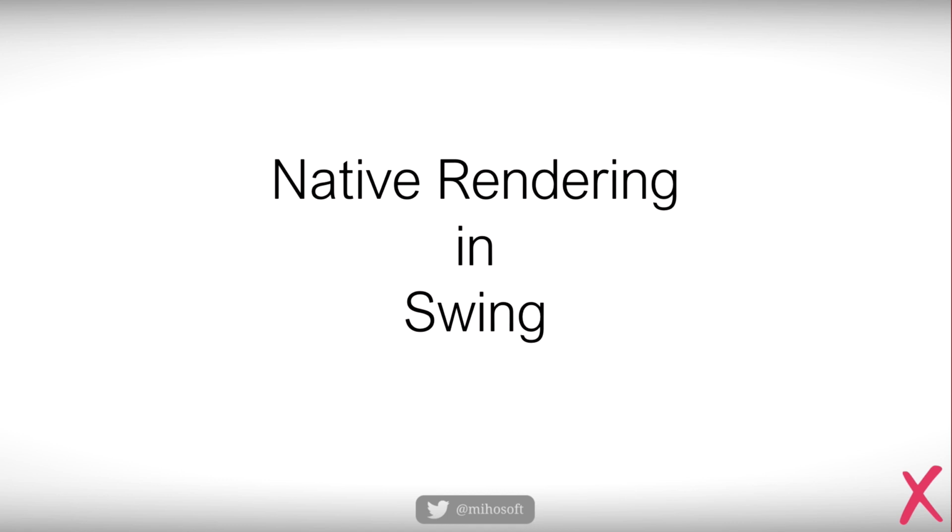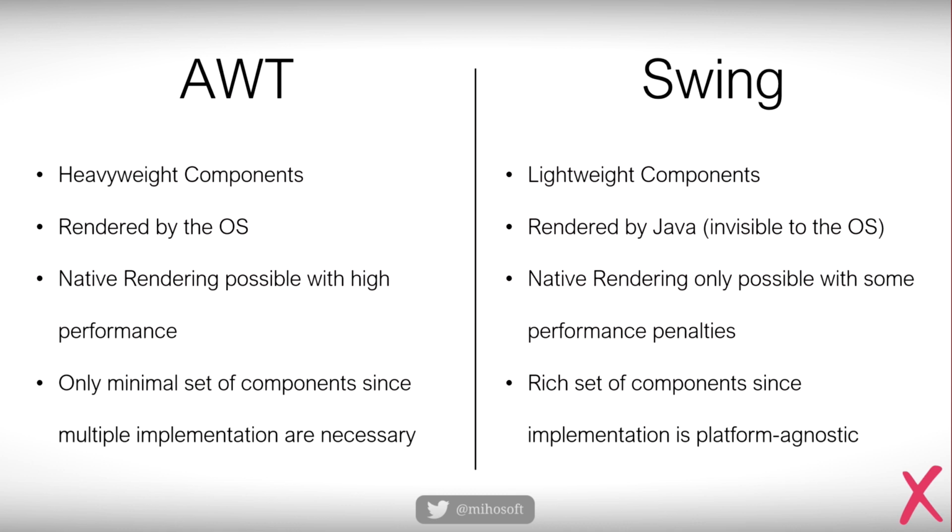Okay, native rendering in Swing and AWT, actually. So in AWT, you have these so-called heavyweight components, and the philosophy was that they are rendered by the OS. So the operating system would render the actual components, and you could do native rendering relatively easily because it was a native graphics context that you used. And the downside was you only had a minimal set of components because everything was done natively, and if you say it's cross-platform, then you have to rewrite the components on each platform, so you keep the number of components small.